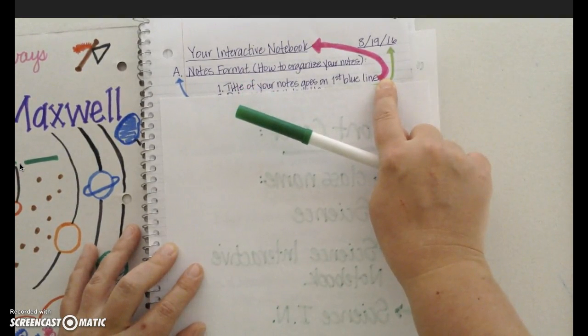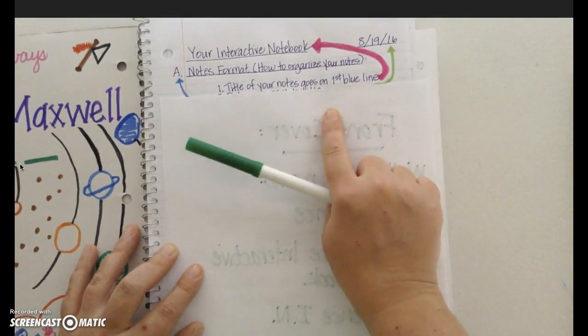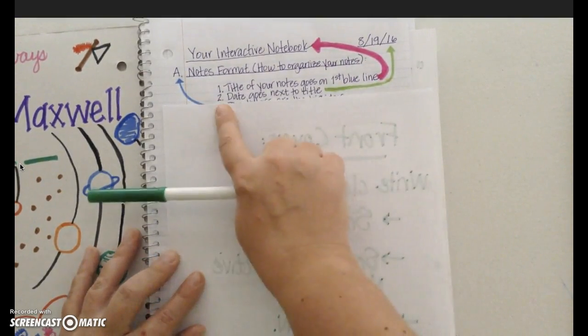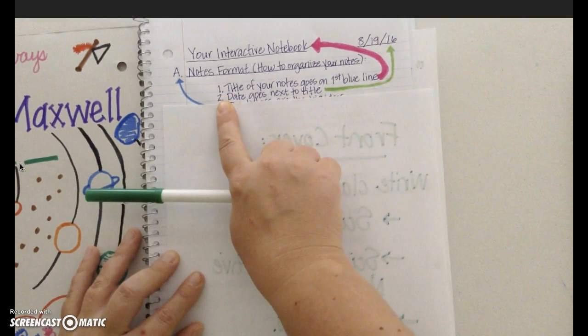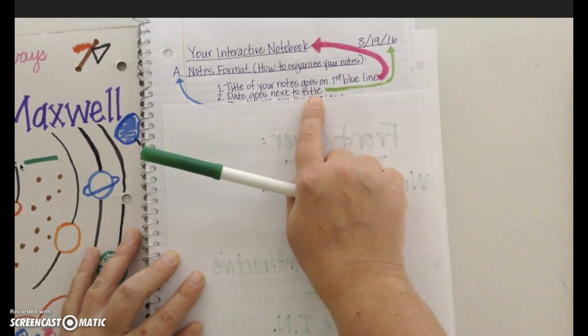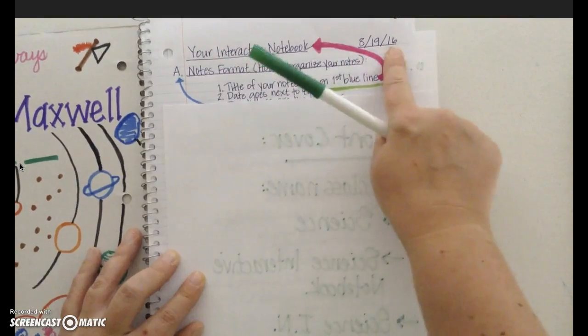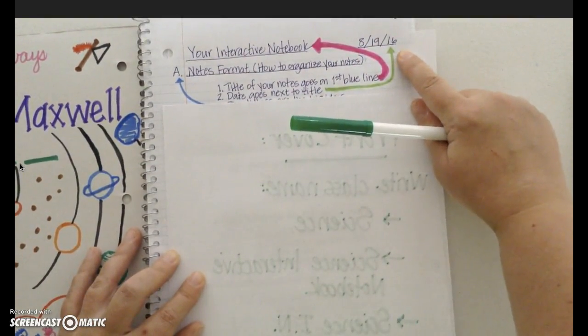And you can make it any color that you want if you want to do the arrow, just to kind of point to where the title goes. Number 2, that's also indented underneath the last number, is date goes next to the title. So on all of your notes, you're going to have the title and the date right next to it. So the date of the notes go right here.